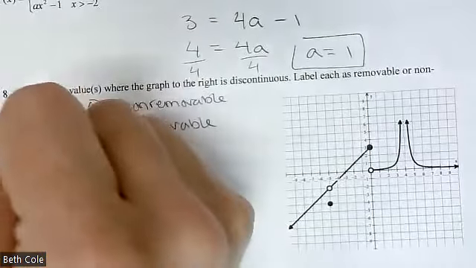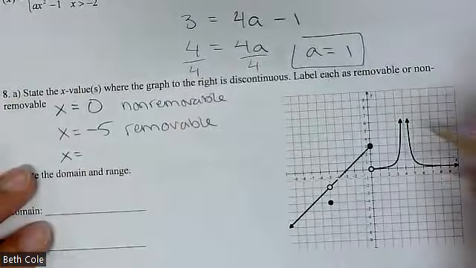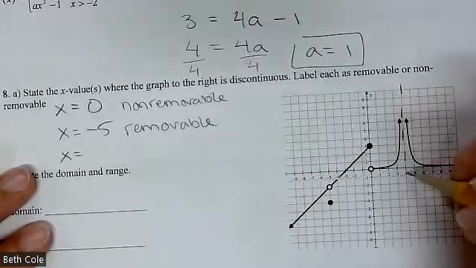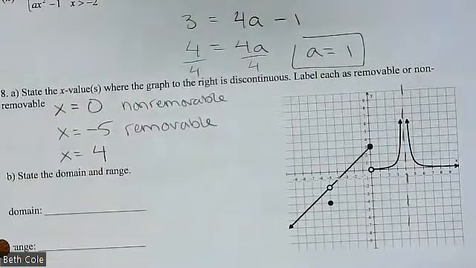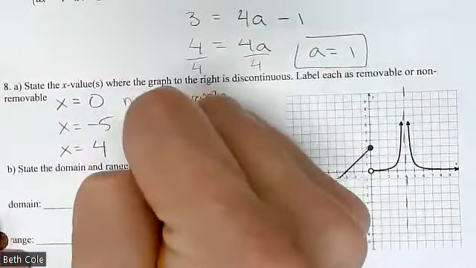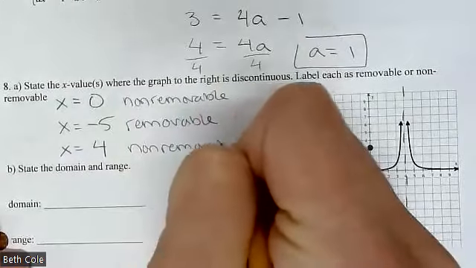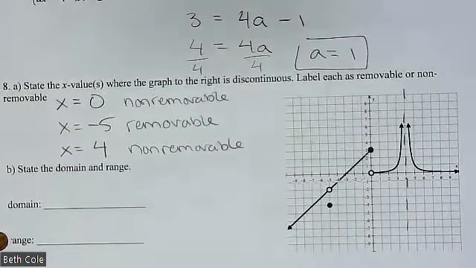And then what's the last one? 4. It's invisible, but if you want to dot it in, there's an asymptote there. So x equals 4. And is that one removable or non-removable? Yeah. Non-removable. You didn't just remove a point, actually like broken.